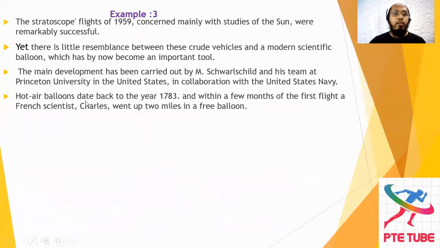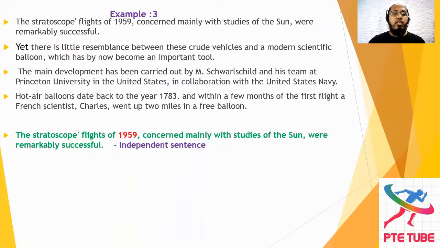We'll take up another example here. So take your own time, go through these sentences. Again, we'll try to figure out the independent one. I hope that you will easily be able to figure out whether the following sentence is dependent or independent as of now. The stratoscope flights of 1959, see, dates are coming into the picture, concerned mainly with the studies of the sun, were remarkably successful. So this is an independent sentence.